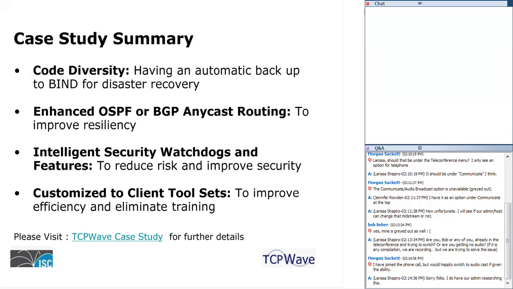Second, by leveraging enhanced Anycast routing, again, coupled with watchdogs, you can improve the resiliency by knowing when to automatically reroute traffic. We also recommend to our clients to leverage the watchdogs to notify the NOC when a problem does exist and automatically react so that there is no downtime. This works best when coupled with customized tool sets so that your company will see, using their dashboards, when there's a problem.